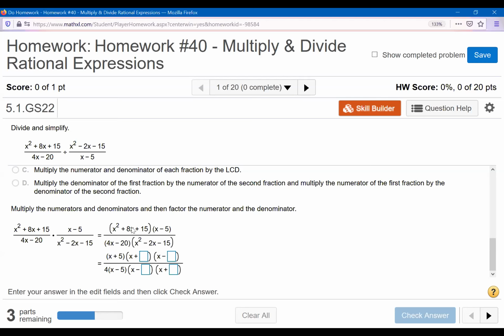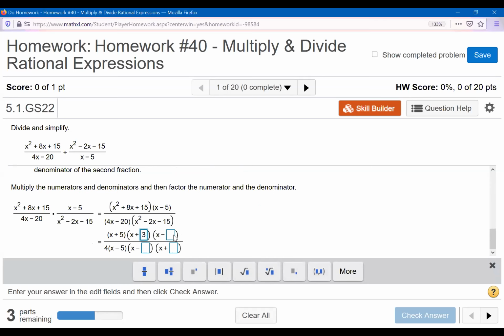Let's start with this first trinomial, x squared plus 8x plus 15. We need factors of 15 that add up to 8. That would be 5 and 3. So x plus 5 and then x plus 3 for my first little fill in the blank. And we still have this x minus 5 here as well. Meanwhile, down in the denominator, 4x minus 20, there's a GCF of 4. That's been taken out. 4 and then x minus 5.